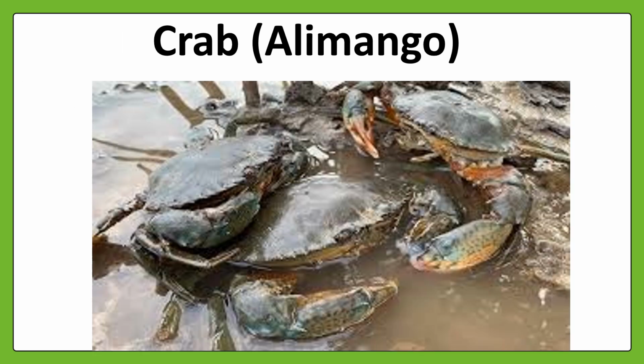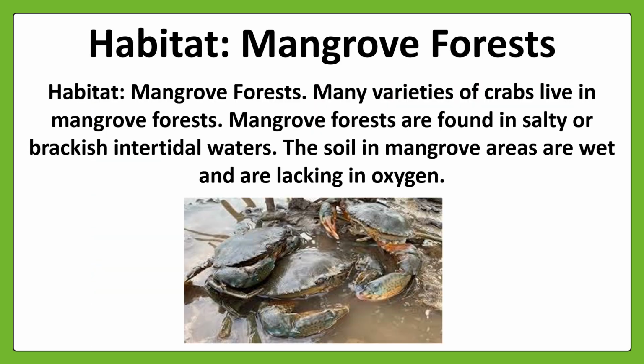The second one is crab or alimango. Its habitat is mangrove forests. Many varieties of crabs live in mangrove forests. Mangrove forests are found in salty or brackish intertidal waters. The soil in mangrove seas is wet and lacking in oxygen.